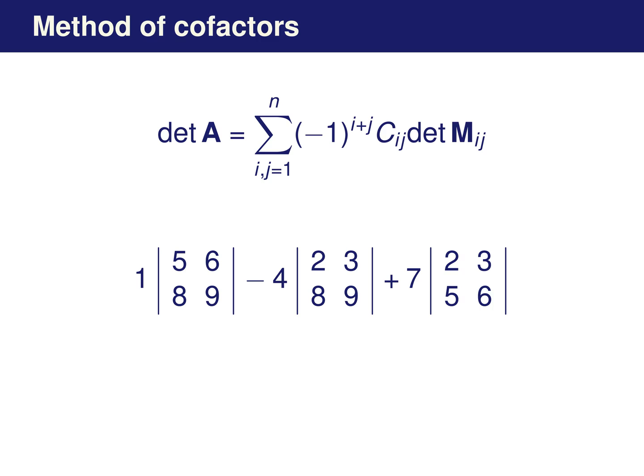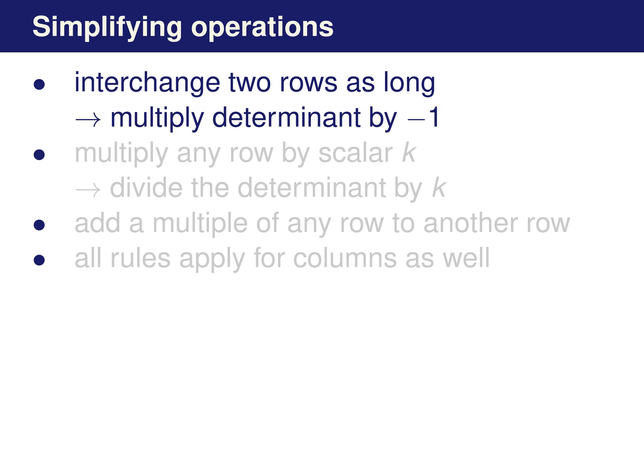Similarly, we can reduce a 4x4 matrix to 4 3x3 matrices, which we could then reduce to 12 2x2 matrices. The method of cofactors is still a lot of work. But, we can dramatically reduce the effort by simplifying the matrix first. Recall the elementary row operations.